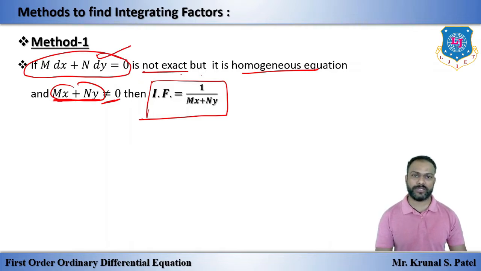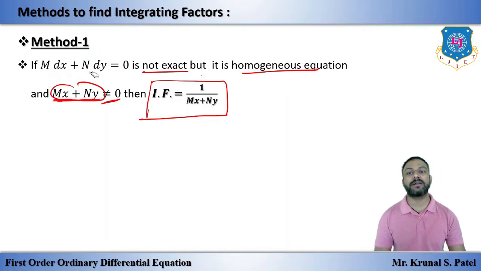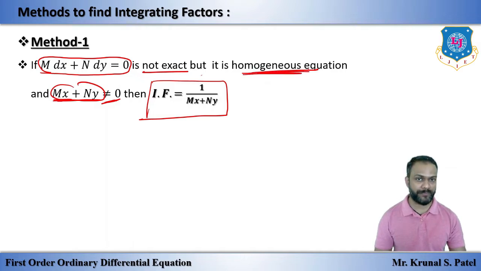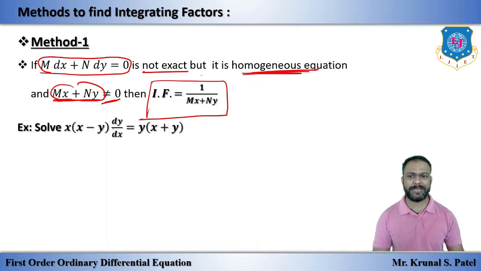Now you may have a question in your mind: sir, if this is homogeneous, then can't we solve this differential equation by the homogeneous differential equation method? Yes, you can solve it that way, but we have another method also. By checking that it is not exact and is of the homogeneous form, the IF is 1 upon M into x plus N into y. So to understand this method, let's have a look at one example.